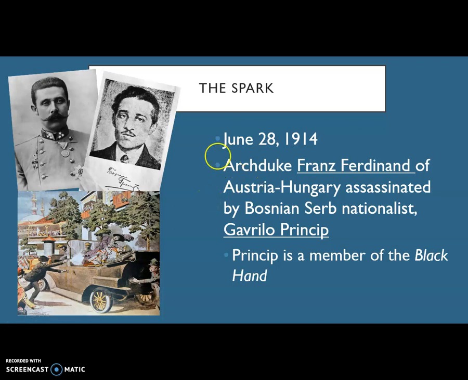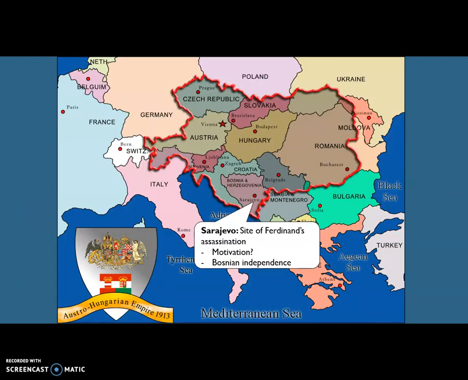In a nutshell, he gets killed by this guy, Gavrilo Princip, who is from Serbia. Now you're like, okay, Mr. Bryans, why is this guy killing this guy, and what does it have to do with the entire world, and why does it matter, and why do I care? Well, to answer that, we got to look at this map.